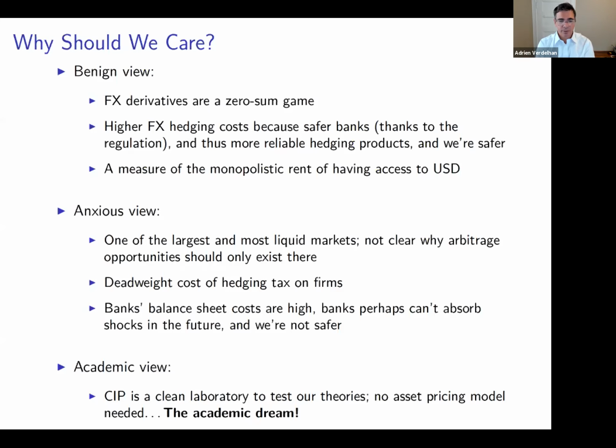Okay. Now, honestly, I don't have a strong view on whether this is benign or anxious. When I see the CIP deviations, I just have an enthusiastic view, which is like, whoa, that's so cool. We've been talking and writing about models with frictions, but it was always difficult to test those models. Here we can. This is the academic dream. In some sense, there's no asset pricing model that can explain this without a friction. It should not be there.